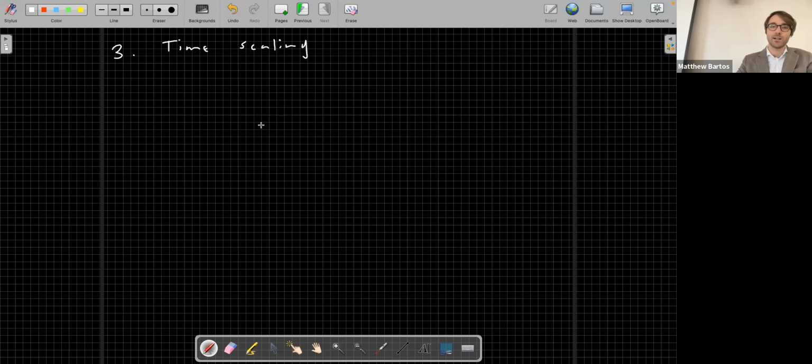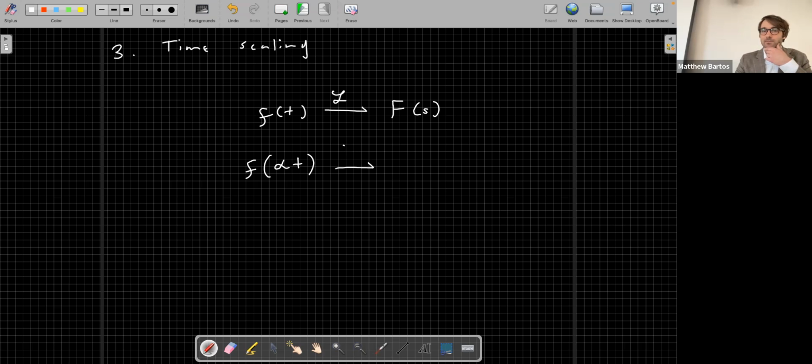Okay, so as before, we have a function f of t that maps to big F of s in the frequency domain. If we take our function and we scale the time by some constant alpha, what we get in the frequency domain is kind of the inverse. We get 1 over the absolute value of alpha times big F of s divided by alpha. So scaling the time by some constant in the time domain leads to the inverse behavior in the frequency domain. It's equivalent to dividing by that same constant scaling.